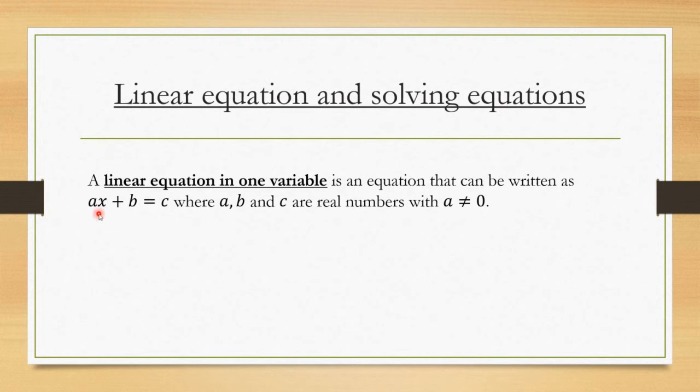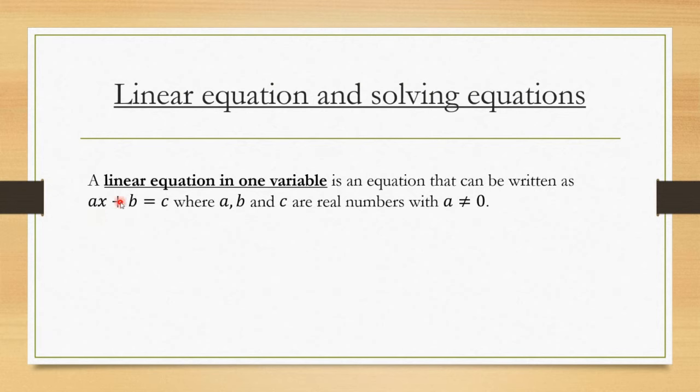So you have a times x plus b equal to c. A, b, and c here are numbers, real numbers, that is. A cannot be 0. If it was, the variable wouldn't be there, and there wouldn't be much for us to do. So that's what this is by definition.